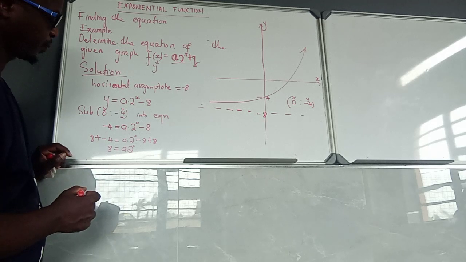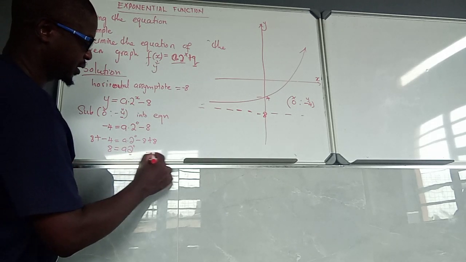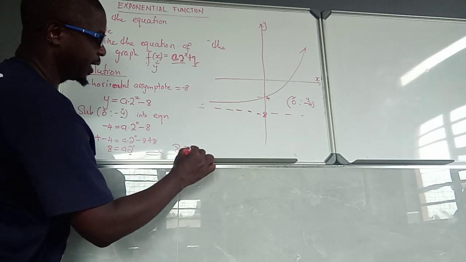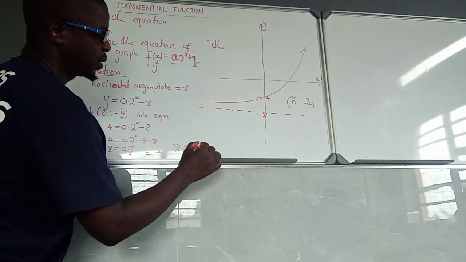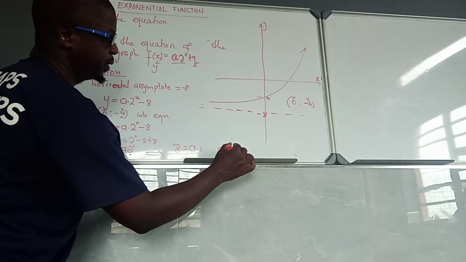Now, we know that any number to the power of 0 is 1. So this gives me 8 is equal to a times 1, and a times 1 is a. So a is equal to 8.